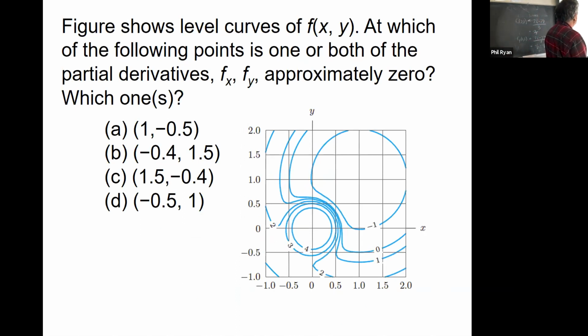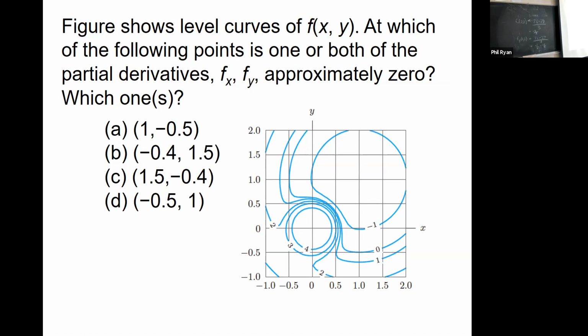Here's a little bit more exotic looking map. What do we got here? So we see 2, 3, 4. So we see like a little hill there. And 1, 0, minus 1, we're seeing a little depression here. At which of the following points is one or both of the partial derivatives approximately 0? Okay, so it's asking at which points is one or more of the partial derivatives, is the function basically flat?